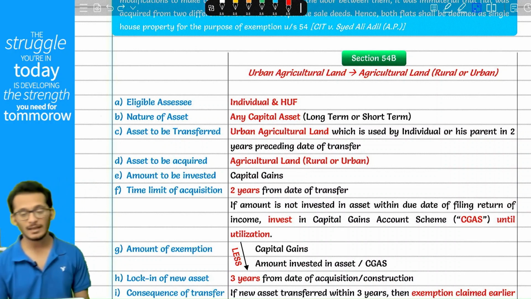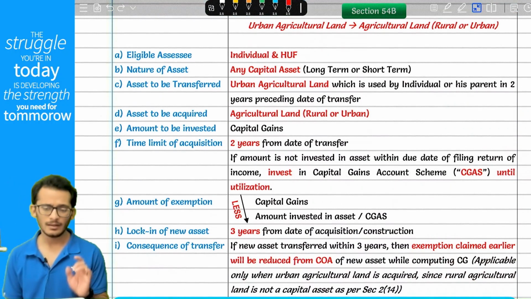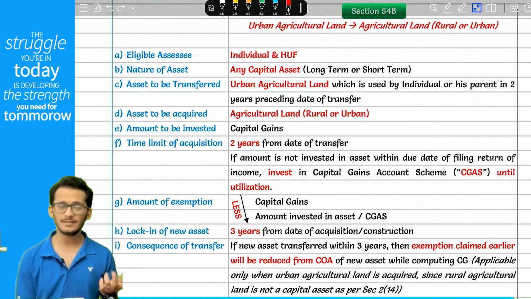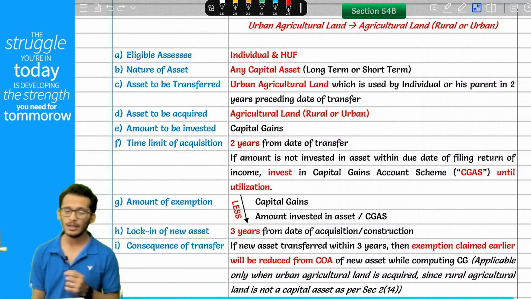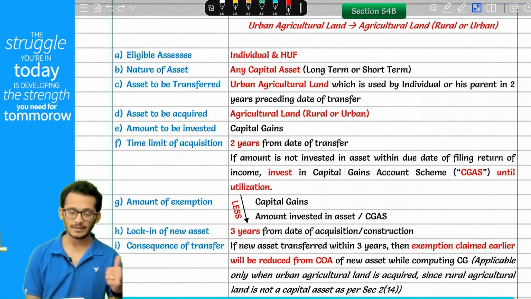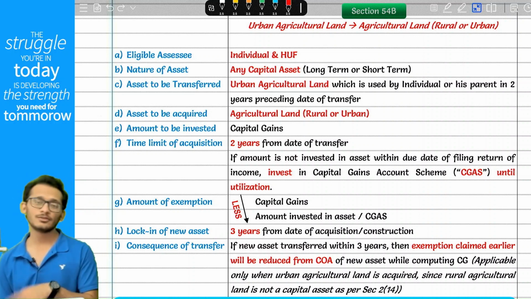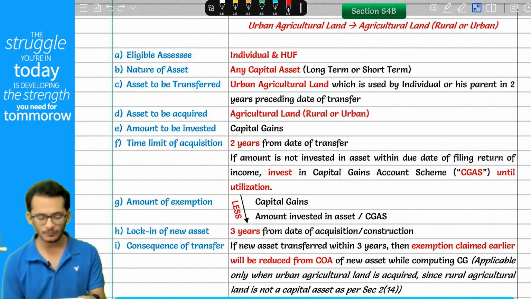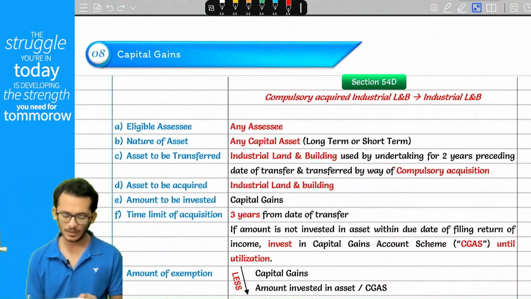If you do not invest the capital gains, then the asset which you have is the same asset, and therefore the exemption which you claimed earlier will become taxable right now if the asset is sold within a period of 3 years. If the asset is sold within a period of 3 years, the exemption which you tried to claim earlier will be reduced from the cost of acquisition in the current year. Then you have 54D.